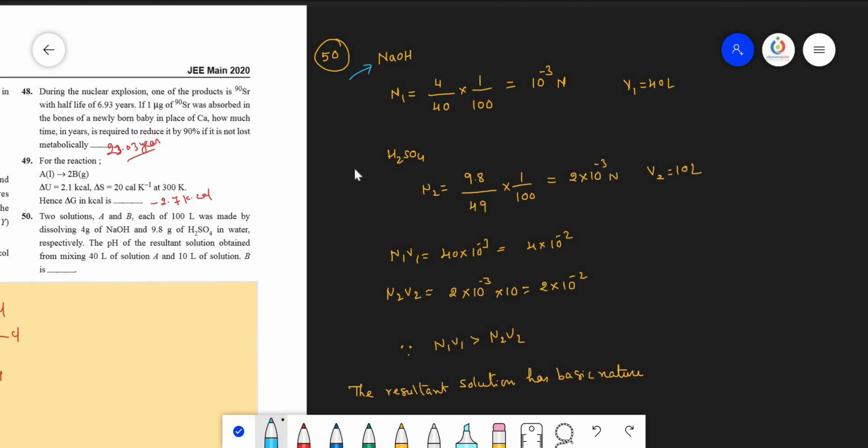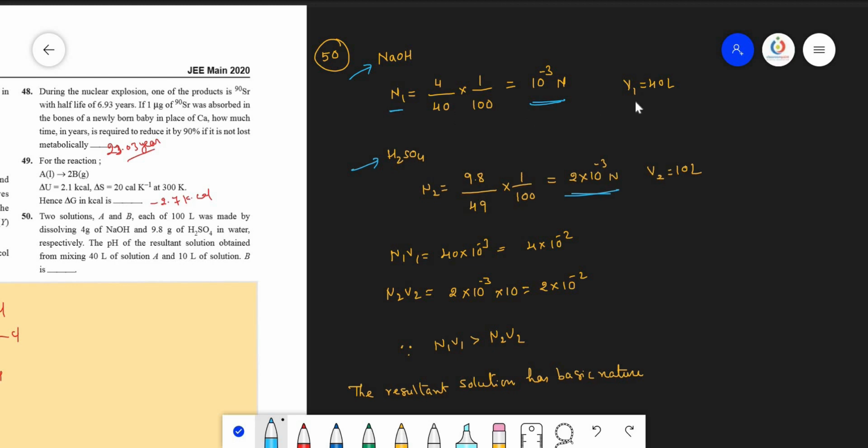One is NaOH solution, the second one is H2SO4 solution. Let's calculate the normality of both of these solutions, because while calculating the pH, we need the help of the normality. Normality of NaOH is weight by equivalent weight into 1 by volume in liters. Weight of NaOH is 4 grams, its equivalent mass is 40 grams per mole, and it is 1 by 100 liters. So the value is 10 power minus 3 normality. For H2SO4, weight is 9.8 grams by equivalent mass 49 into 1 by 100 liters. So its normality is 2 into 10 power minus 3 N.